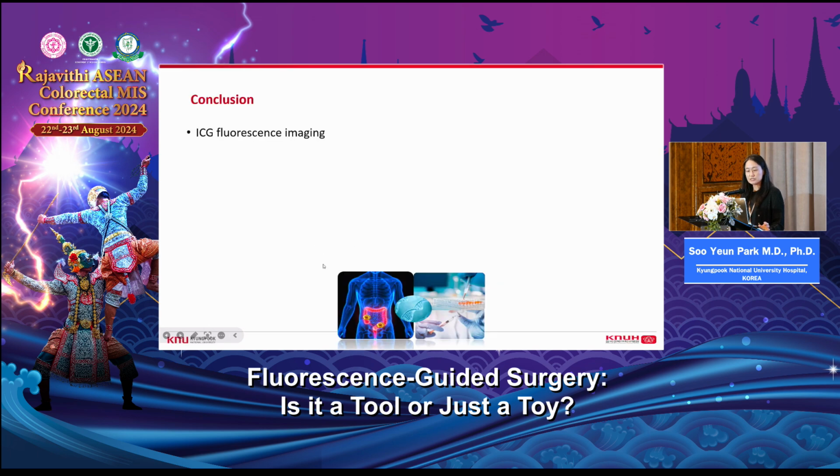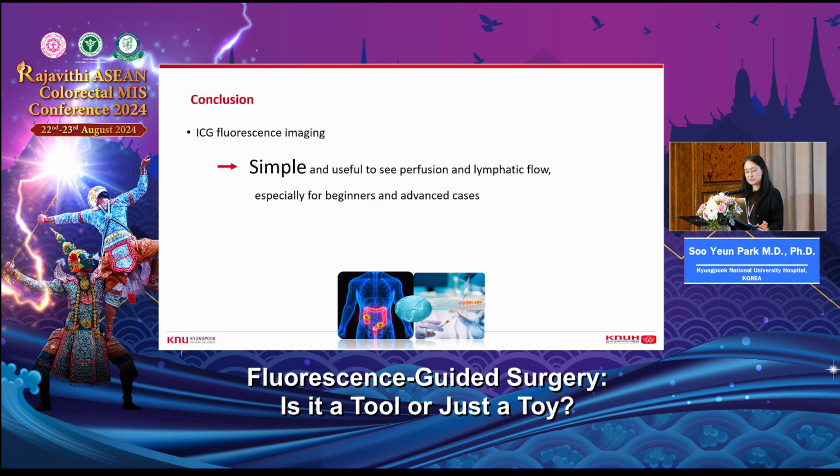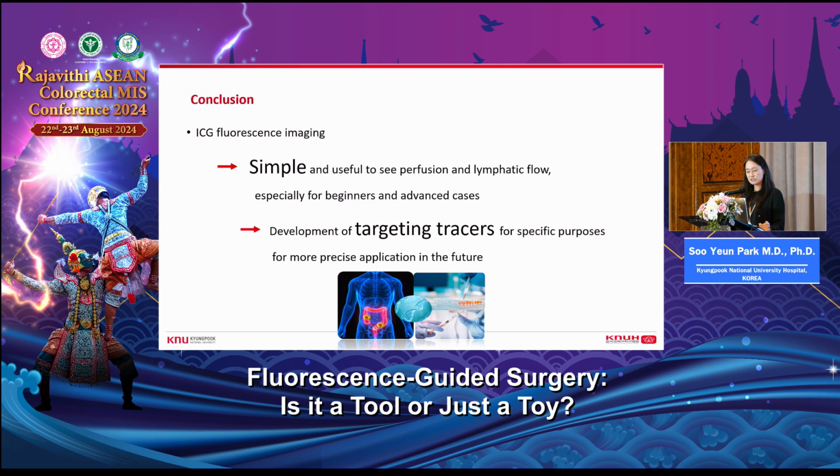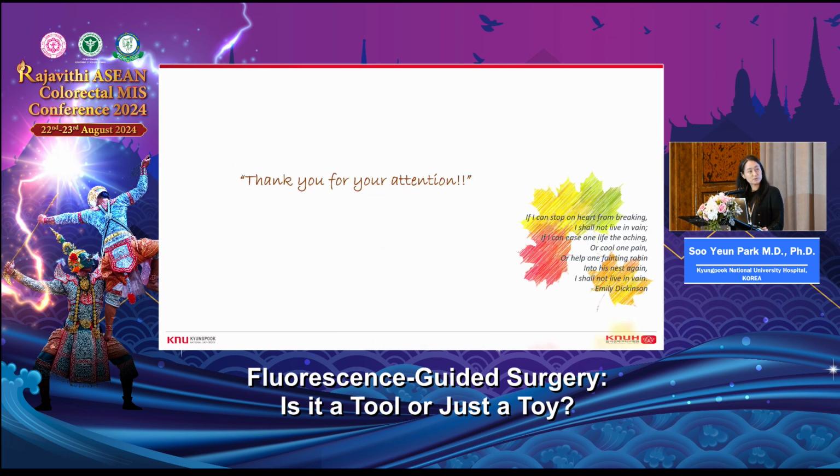So in summary, ICG fluorescence imaging is very simple, easy and cheap, and now the system is commonly used in the field of surgery, so it may be helpful for beginners or sometimes advanced cases. However, we need more targeting tracers for specific purposes, especially for evaluating metastatic lymph nodes or metastatic disease in patients with advanced cases. Thank you for your attention.